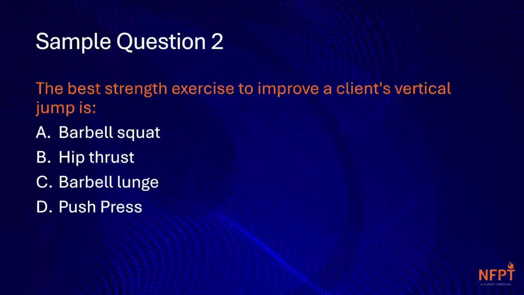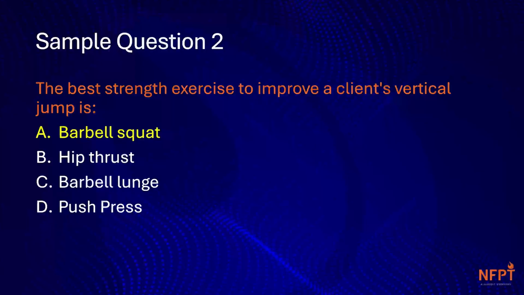Now, as you're thinking these through, this can be tough because we know if we're trying to increase our vertical jump that we need lower body strength. So, therefore, a squat, hip thrust, lunge, those are all great exercises, even a push press, which is more of a total body exercise. So, this one can be tricky. But let's break it down.